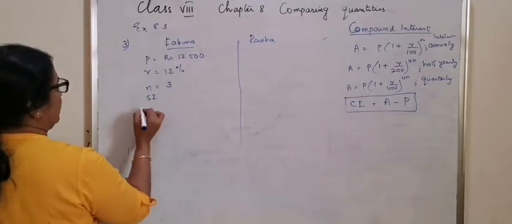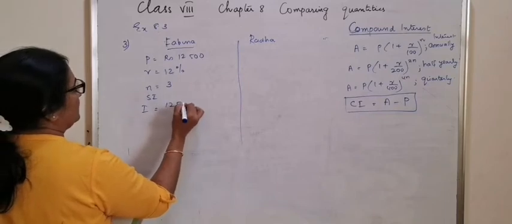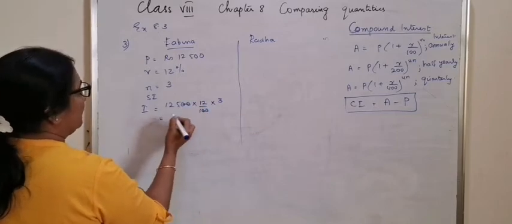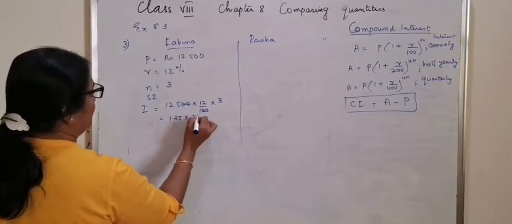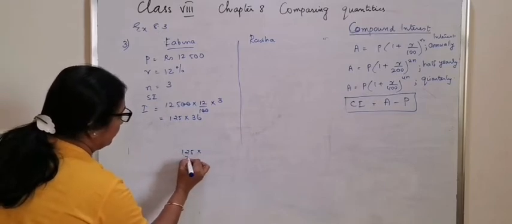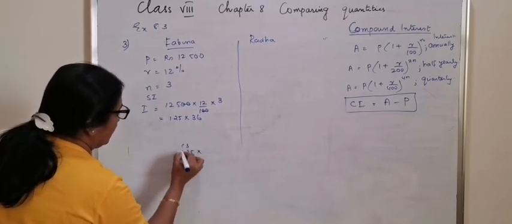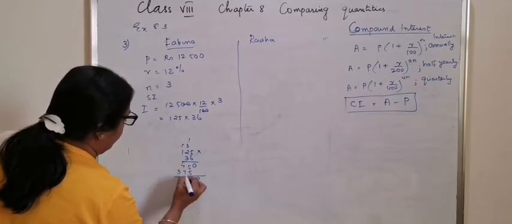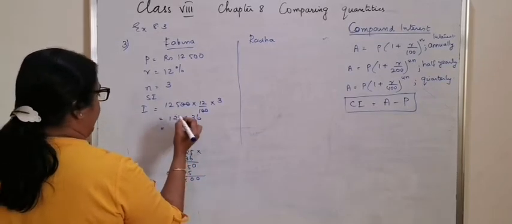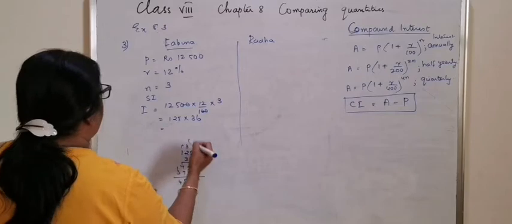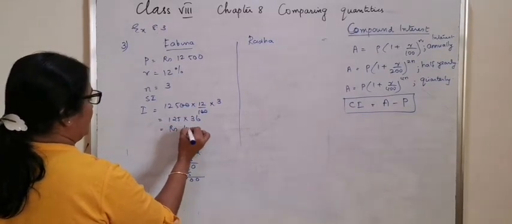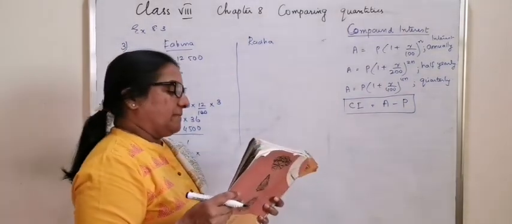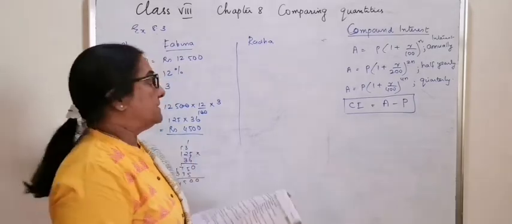simple interest, I is equal to 12,500 into 12 by 100 into 3, which is the same as 125 into 36. 6 5s are 30, 15, 7, 15, 2 3s are 6, 7, 3, into 36. That means the interest is rupees 4,500. Whereas Radha borrows the same amount for the same time period at 10%.